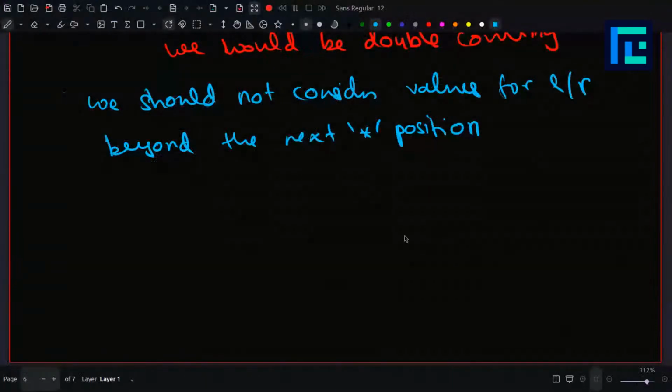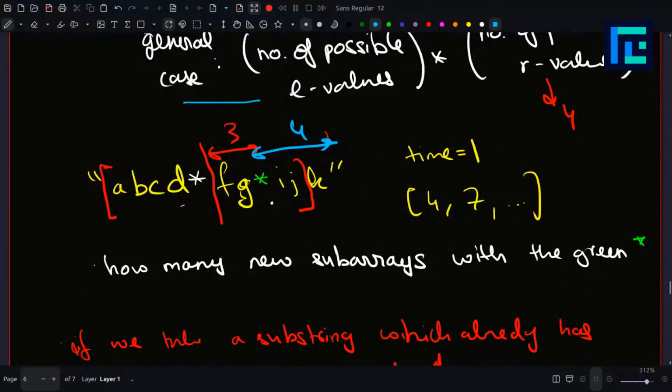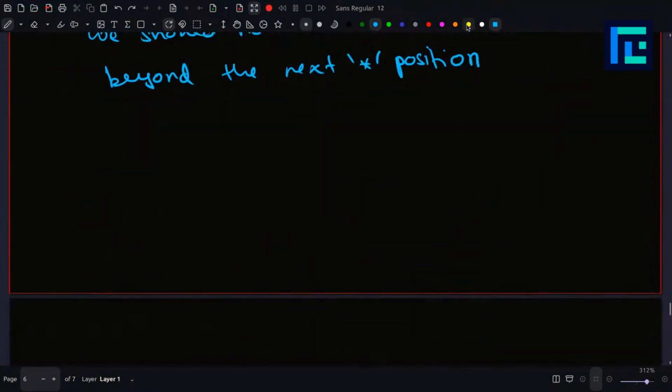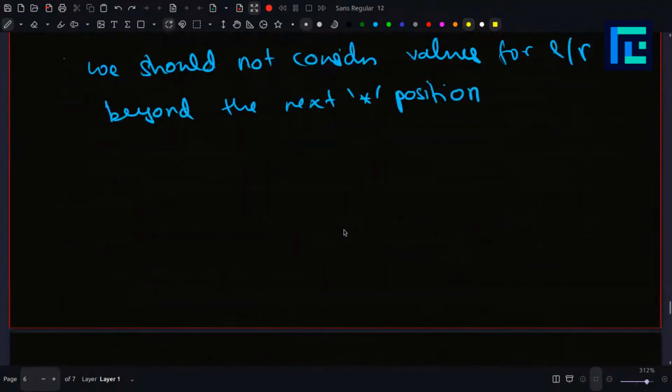I'm going to include star both in left and right. In this example, there was only a star on the left and there was nothing on the right. But if you have, in the next step, let's say we got something like this. So we have A, B, C, D, E, F, G, H, I.